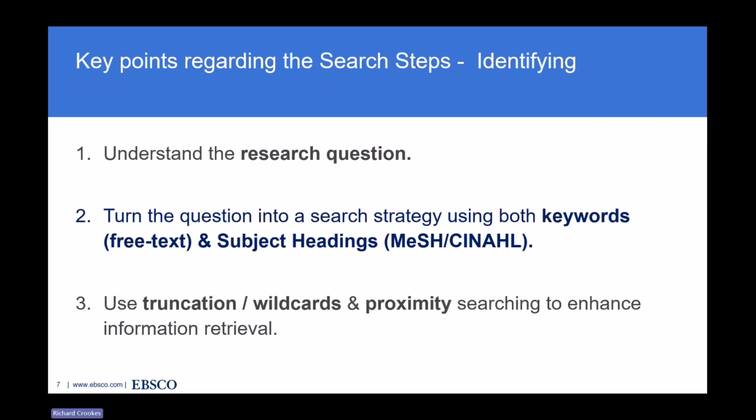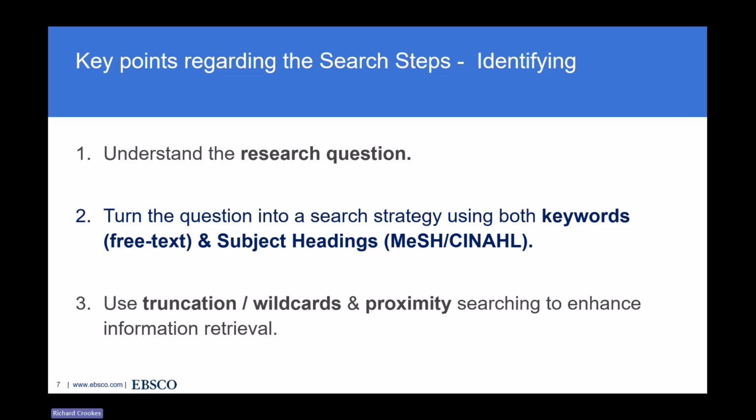So the key steps then regarding the search, the key point rather, is to identify what's out there. So that means we need to understand the research question, and we'll have an example of one that you'll see shortly. We'll then turn that question into an appropriate search strategy using a combination of keywords or free text and subject headings. So if it's MEDLINE, of course, MeSH terms, medical subject headings, or the subject headings for the CINAHL database.